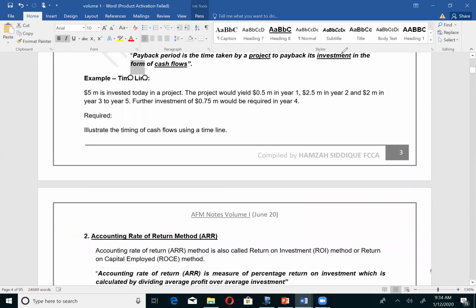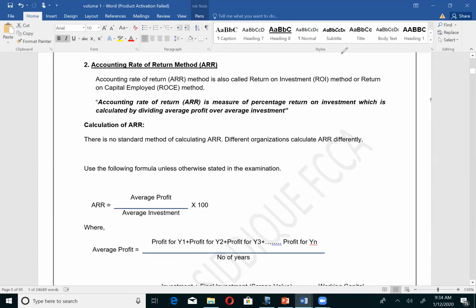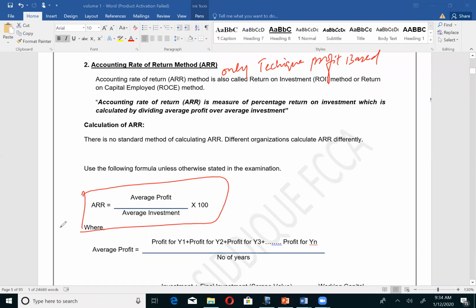So students, the next method is accounting rate of return, ARR. It is profits based. It is the only technique which is profits based. So the formula is here. ARR is equal to average profit divided by average investment multiplied by 100.